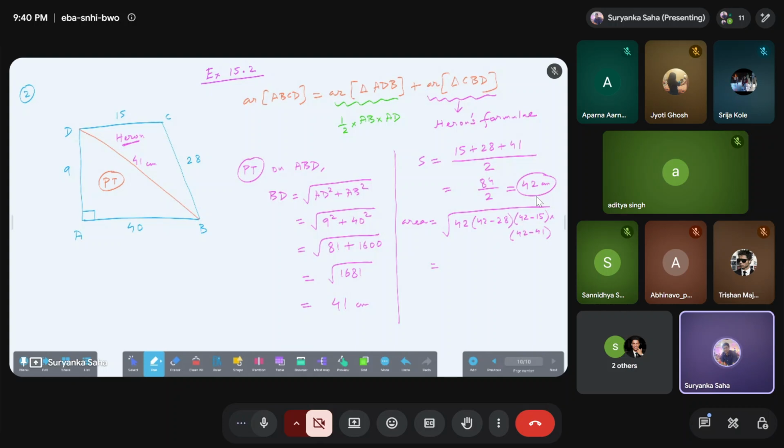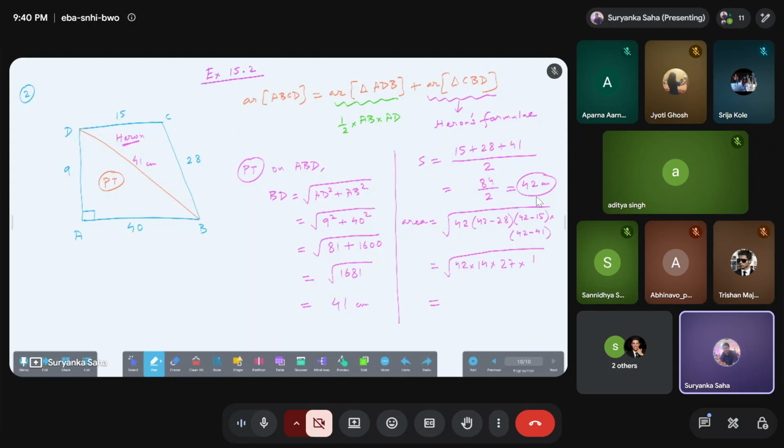So it will be 42 minus 28 is 14. 42 minus 15 is 27. Isn't it? How much is coming, students? 27. And 42 minus 41 is 1. So solve it. 7 is there in 42, 6 7s are 42. So 1 seven will come out. And 3 and 2 will come out. 42, 14, 27, it will come out to be 126.